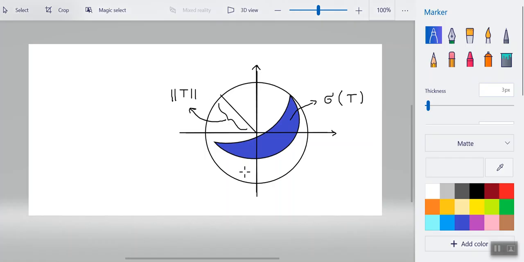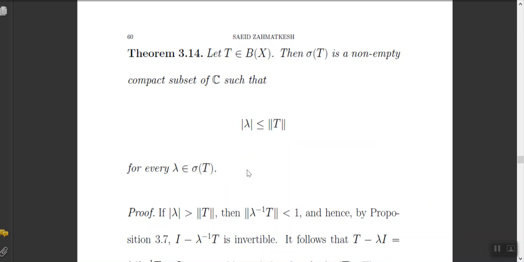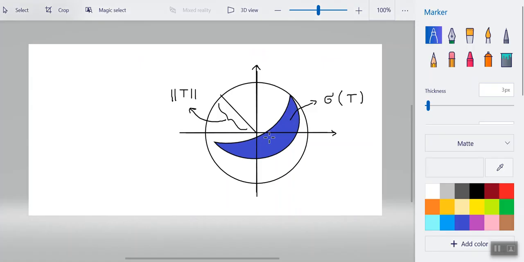It means in the complex plane, this is the complex plane which is homeomorphic to R2. The spectrum, you can see a spectrum. This is our spectrum. It is contained in a circle centered at origin of radius the norm of t. This is the picture for this inequality. So bear in mind, a spectrum is contained in a circle centered at origin of radius the norm of t.